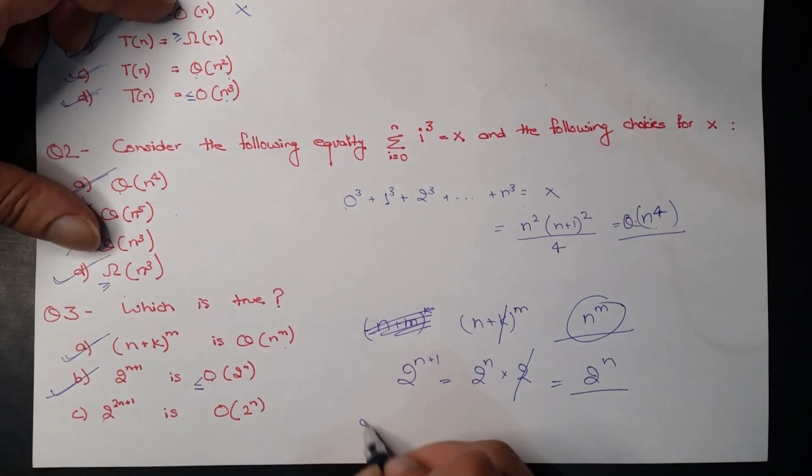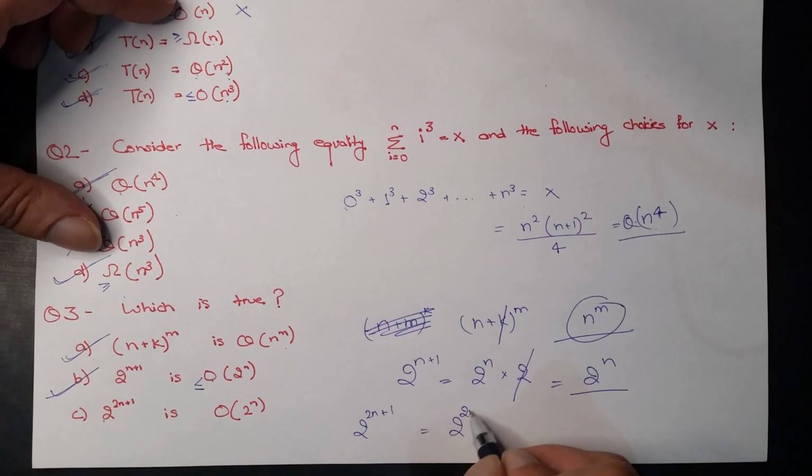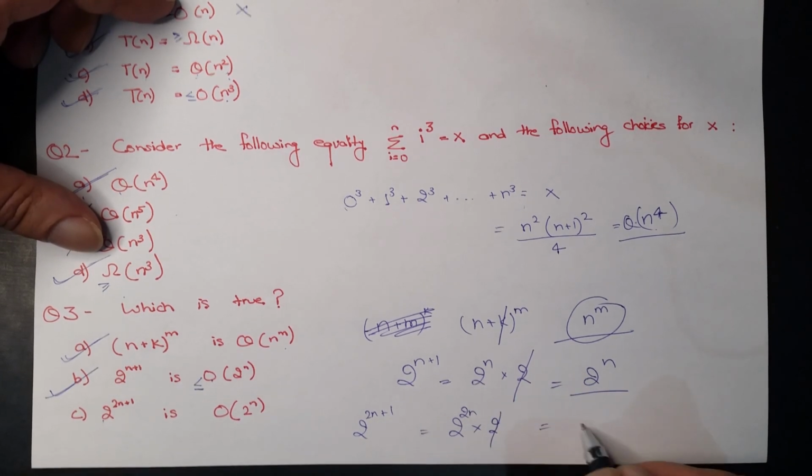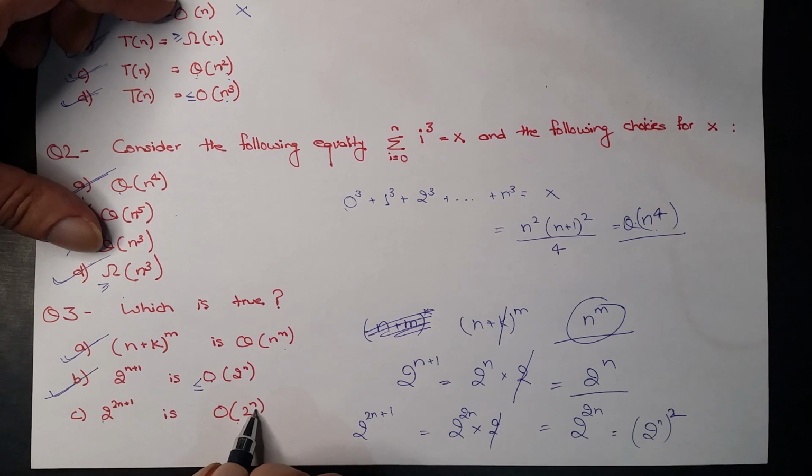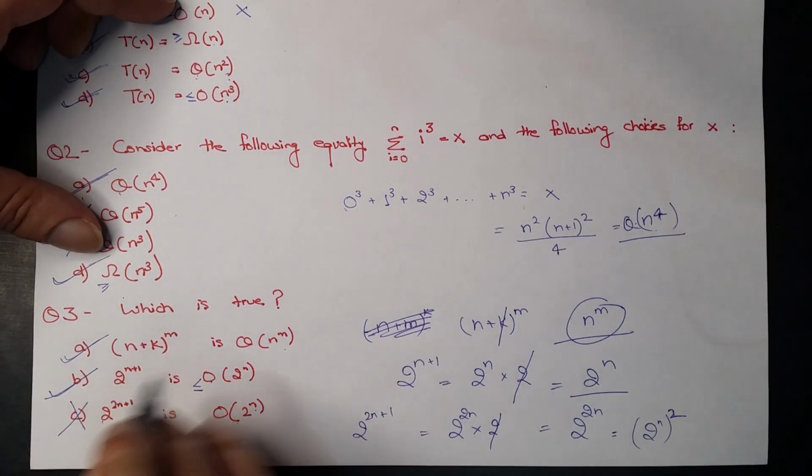Option C says 2 to the power 2n plus 1, which is 2 to the power 2n into 2. We ignore constant factors. It will become 2 to the power 2n. This is the same as 2 to the power n square. We cannot ignore this 2. This is important. 2 to the power n is actually false and option C would not be the correct answer.